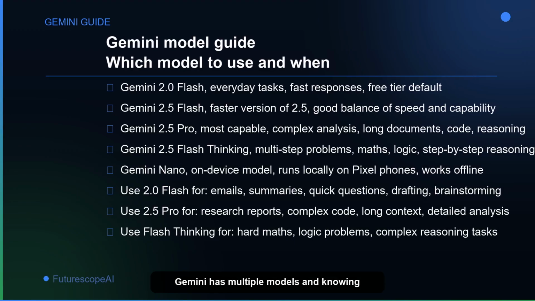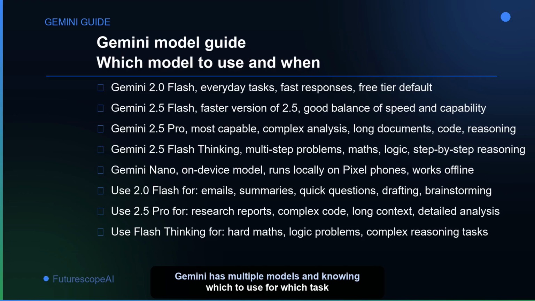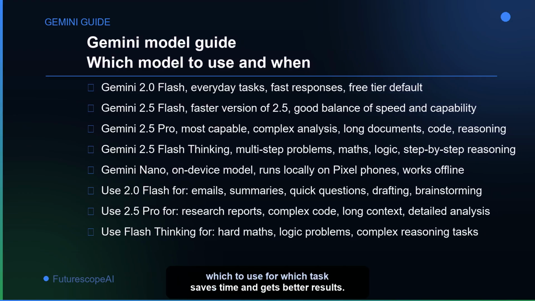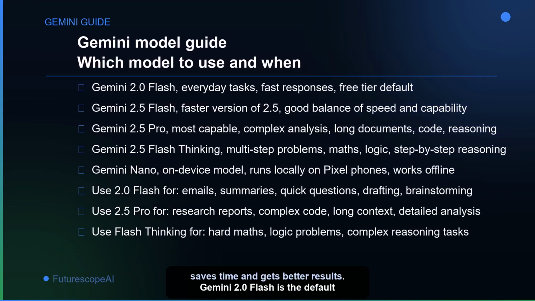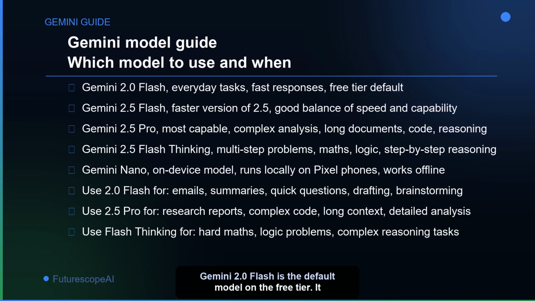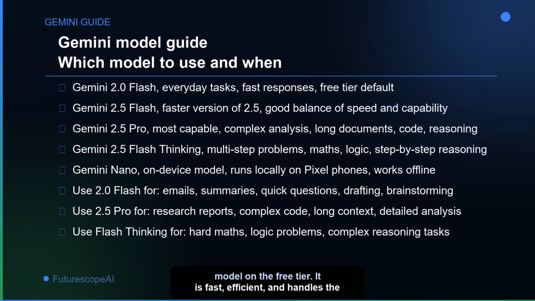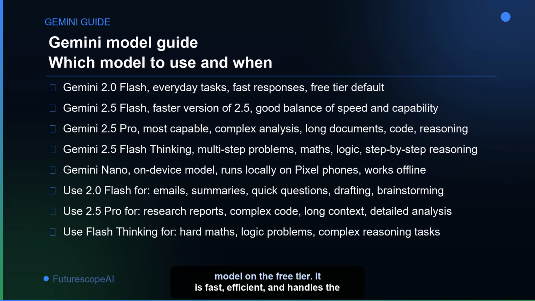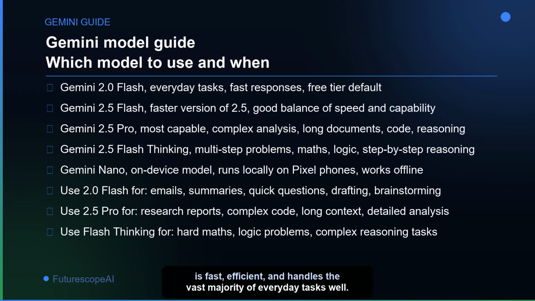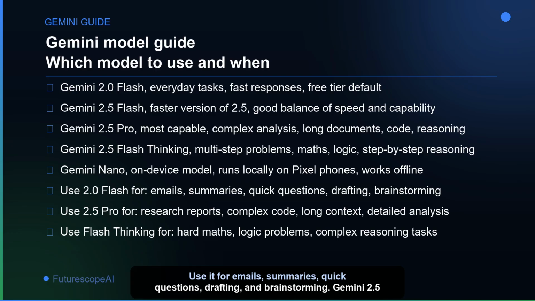Gemini has multiple models and knowing which to use for which task saves time and gets better results. Gemini 2.0 Flash is the default model on the free tier. It is fast, efficient, and handles the vast majority of everyday tasks well. Use it for emails, summaries, quick questions, drafting, and brainstorming.